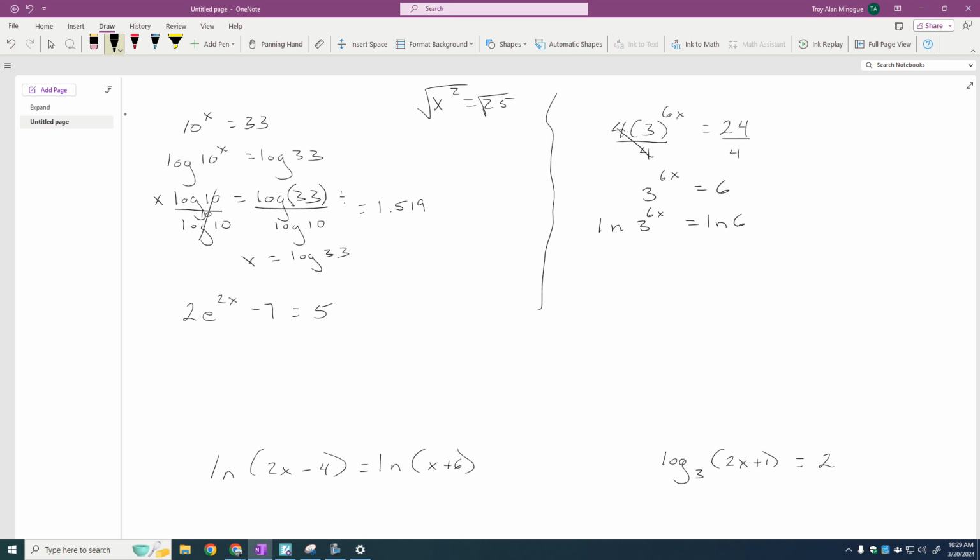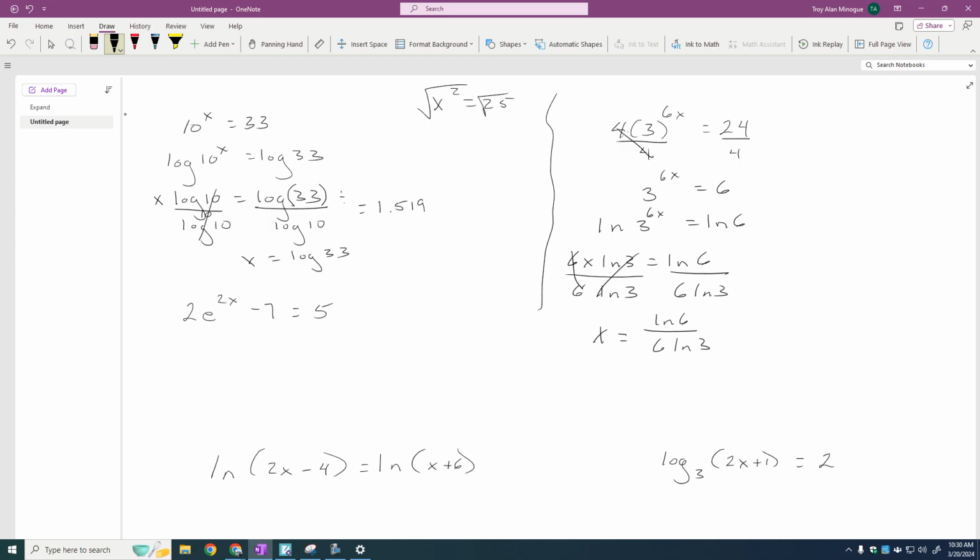Okay, like we did here, this exponent can come in front, and I get 6x ln of 3 equals the ln of 6. I have 6 and ln 3 being multiplied by x, so I'm going to divide by both of them on both sides. That goes away. That goes away, and I get x equals the natural log of 6 divided by 6 natural log of 3.